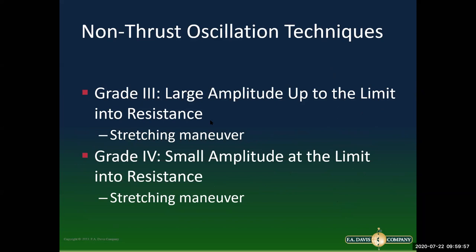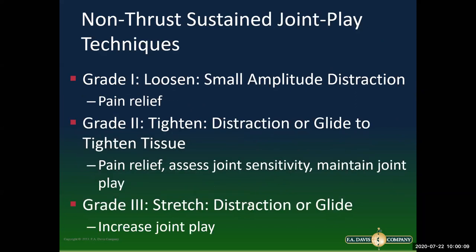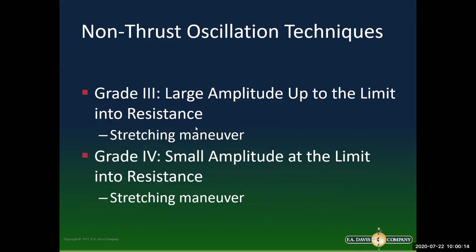Grade threes are large amplitude up to the limit into resistance. You get a little bit of a stretch. Grade fours are large amplitude at the limit into resistance. We get a stretch, right? And what you're going to see is we have, when you talk about these, here's our oscillation, meaning if we're going like this, right? Up and down, up and down.